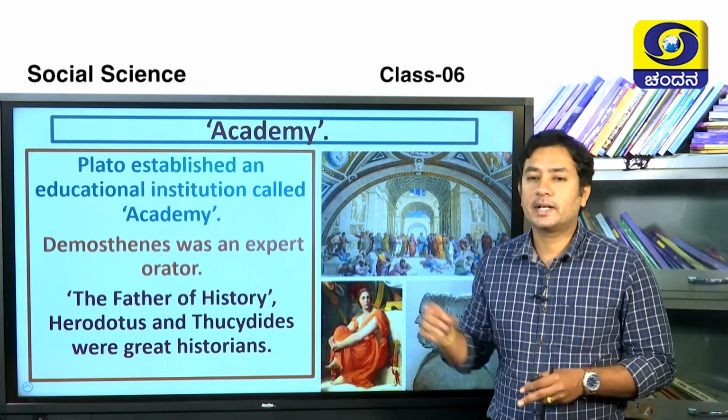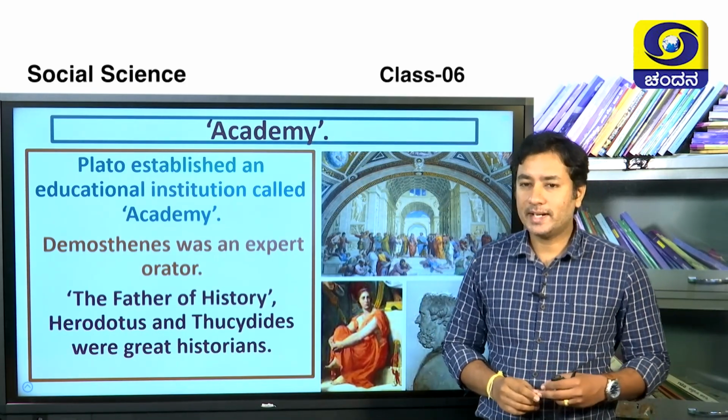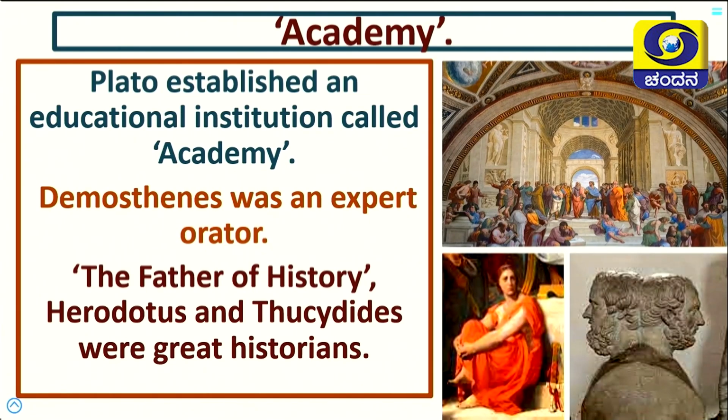In many places you might have heard the name academy, right? All the institutions, that is educational institutions, are called academy. The first time the word academy was introduced was by Plato. He established one academy. So that was an educational institution. He named it academy. So since then all the institutions are named academy.